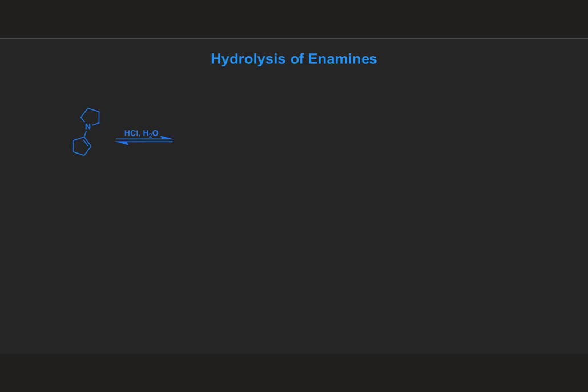Like imines, the synthesis of enamines is a reversible reaction, and so we can undo it through hydrolysis. In this example, we're going to undo the reaction we just did, and so the hydrolysis products of this enamine are cyclopentanone and this secondary amine.